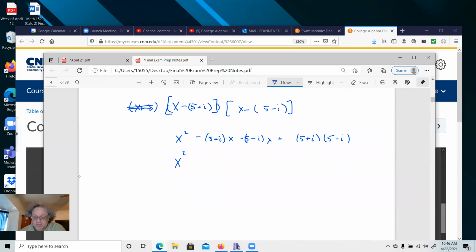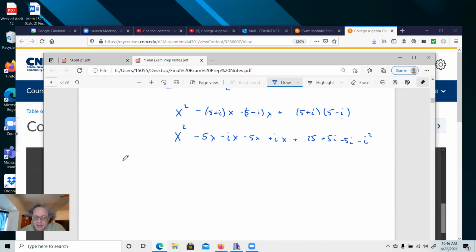So here we go. We have x squared. Let's distribute. We have minus 5x, that's this times this, minus ix, minus another 5x, minus times a minus is positive, so positive ix. See how these are going to cancel? Plus, and then we have to FOIL this out. So 5 times 5 is 25. We have a plus 5i, we have a minus 5i, and then a minus, positive times negative, we have an i squared.